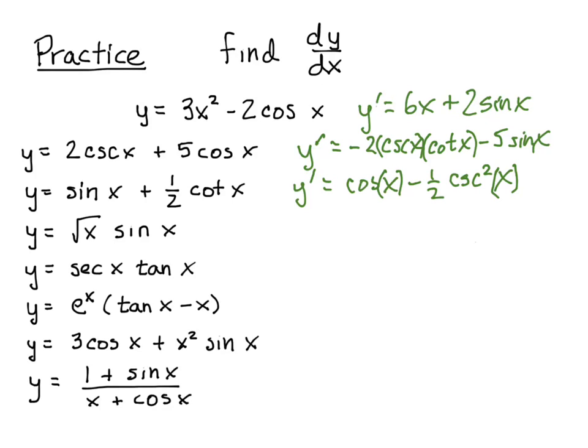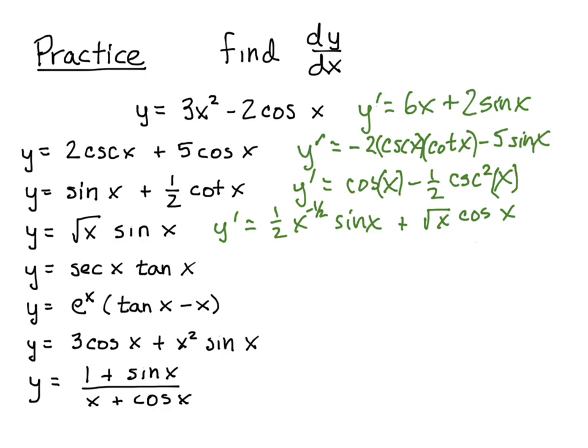Okay, so let's see how these work out. So for the square root of x times sine of x, we're going to make use of the product rule. So that's going to be 1/2 x to the minus 1/2 times sine of x. That's the first part. Then we're going to add the square root of x times the derivative of the sine of x, which is the cosine of x.